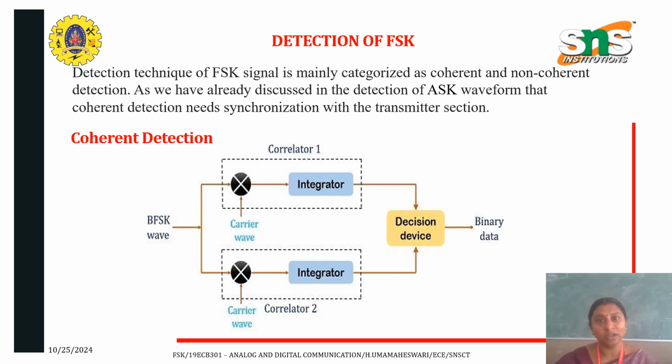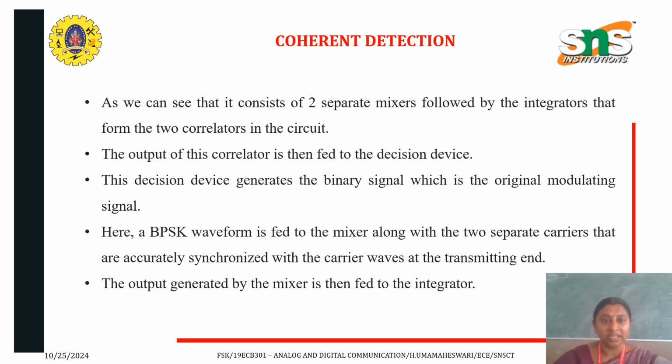This is the detection of frequency shift keying, where we have coherent detection and non-coherent detection. In coherent detection, we have correlator 1 and correlator 2, and their outputs are given to the decision device, and finally we achieve the binary data. The output of the correlator is fed to the decision device, where this decision device generates the binary signal, which is the original modulating signal.